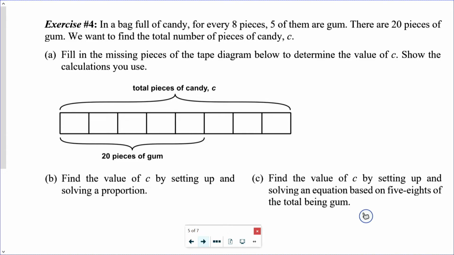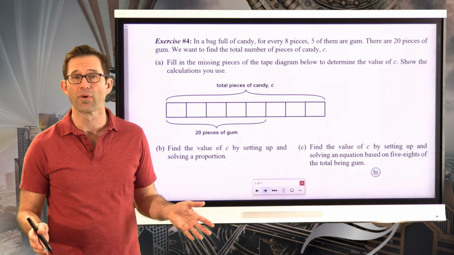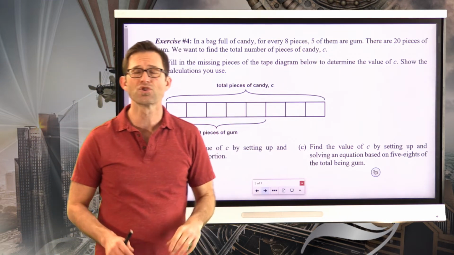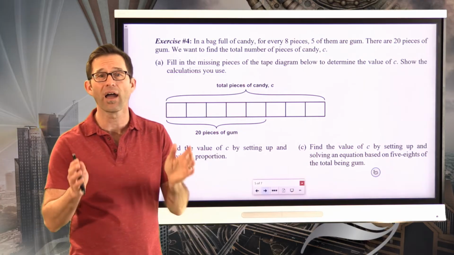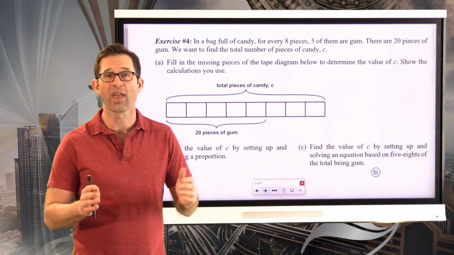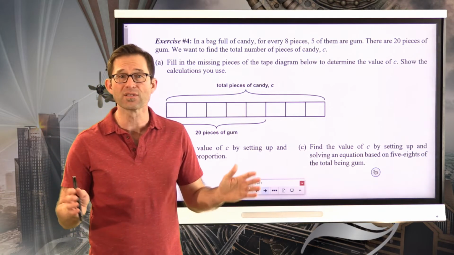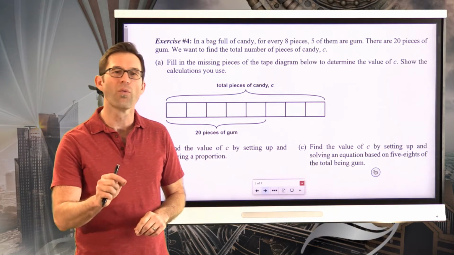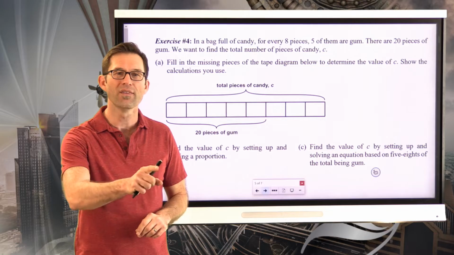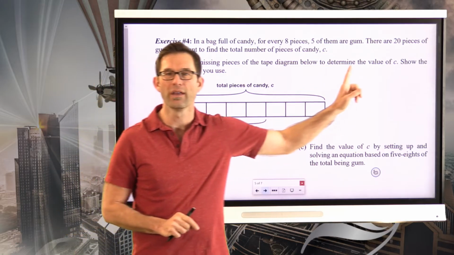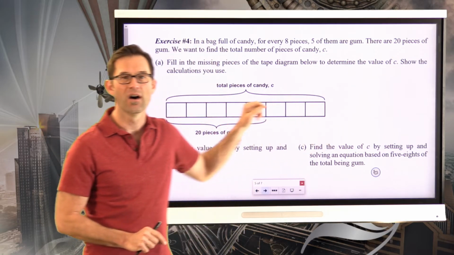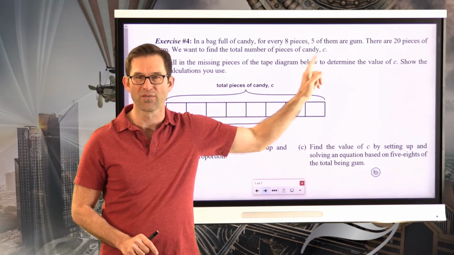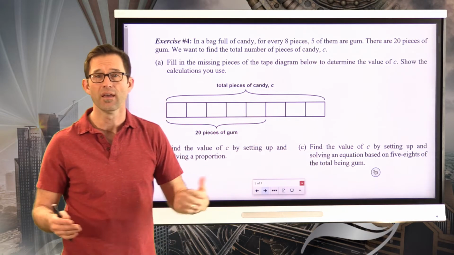All right, so let's talk about the information they give me up front, right? For every 8 pieces of candy, 5 of them are gum. So right away you should know that means that 5/8 of the candy is gum. 5/8 of the candy is gum. Then, where we would normally be told the total number, in this case we're told the part, right? There are 20 pieces of gum. We want to find the total number of pieces of candy. And we're going to call that C in this problem.